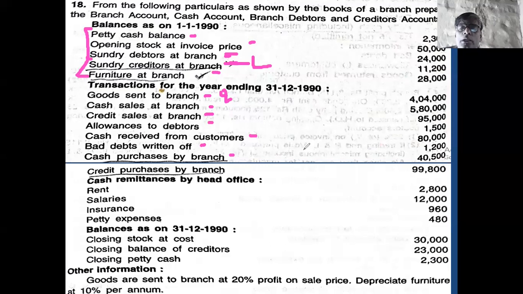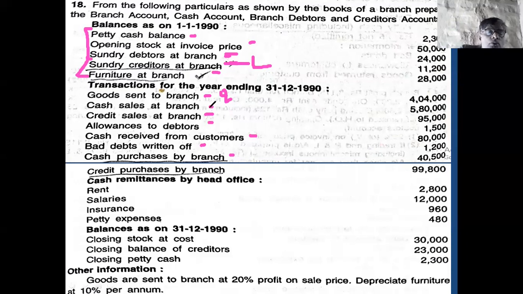Instead of writing cash sale and collection, you open the cash book and ascertain the balance. That balance you take at the by bank. Remember this point. Okay. So you remember goods sent to branch is the branch account debit side.